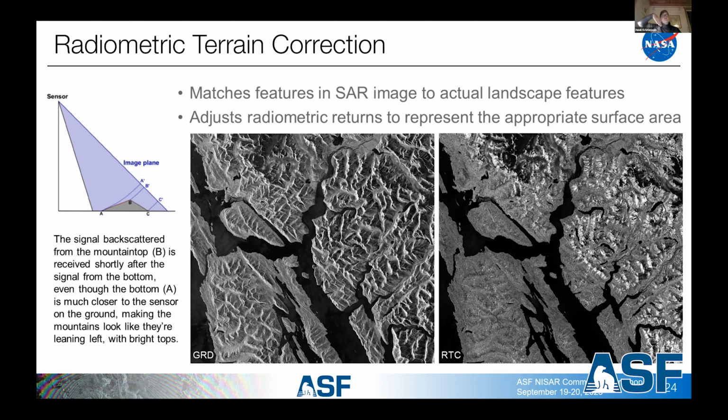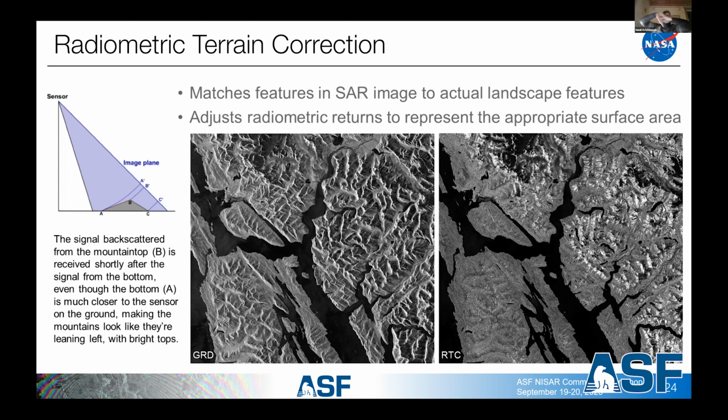So we have a mountain slope, and because of the angles involved, the signals coming down, it's possible for the signal that's being bounced off the top of the mountain and the bottom of the mountain to be coming back to the sensor at about the same time.